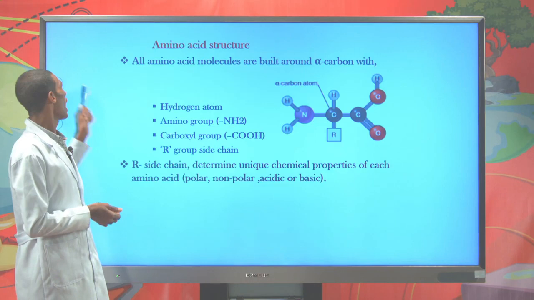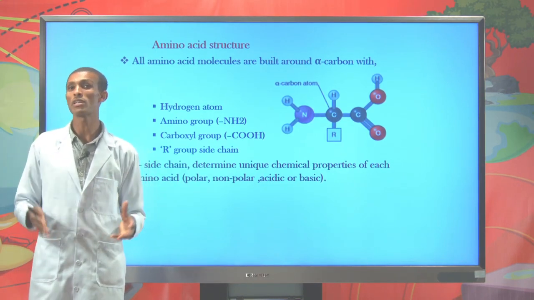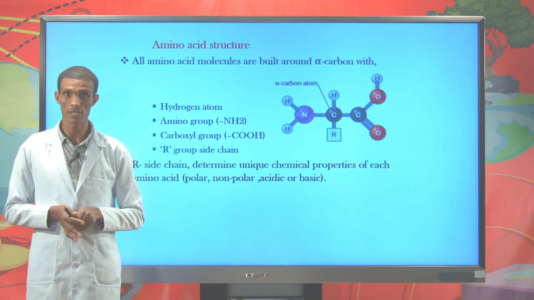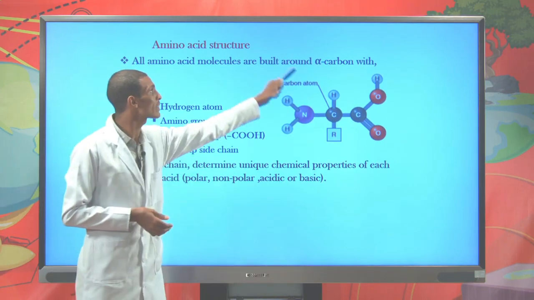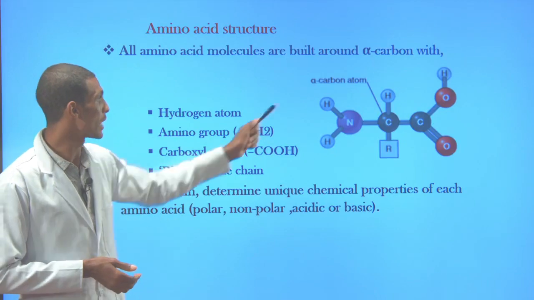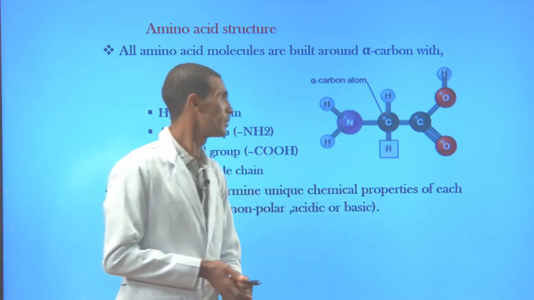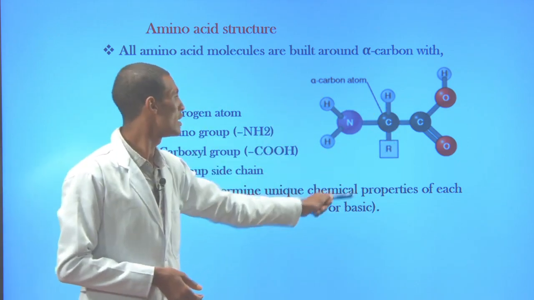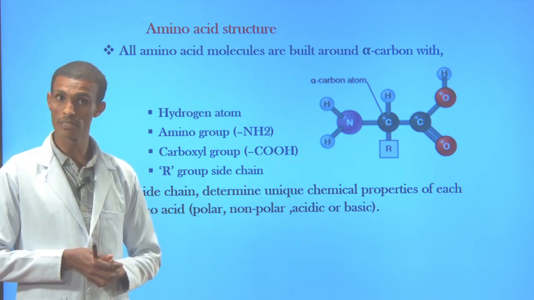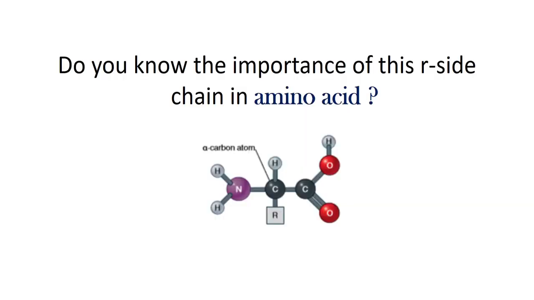Well, an amino acid has its own basic structure. All 20 amino acids found in living organisms have the same basic structure. All the structure is attached around the alpha carbon. These are the hydrogen atom, the carboxyl group, the amine part, and the R functional group or R side chain. Students, do you know the importance of this R side chain in amino acids?